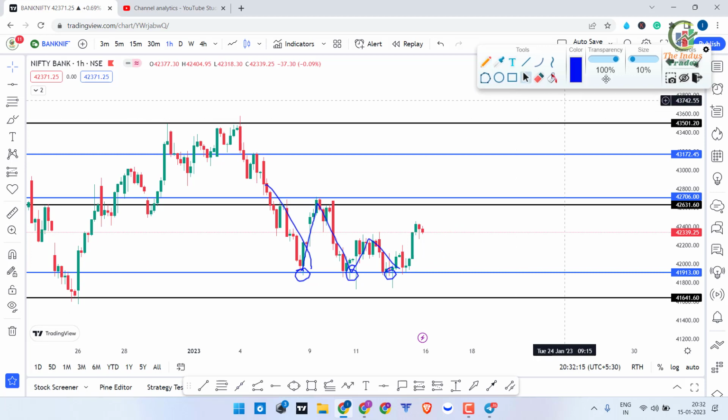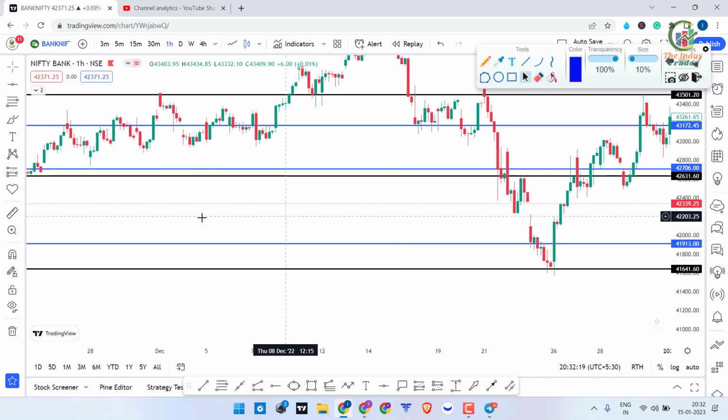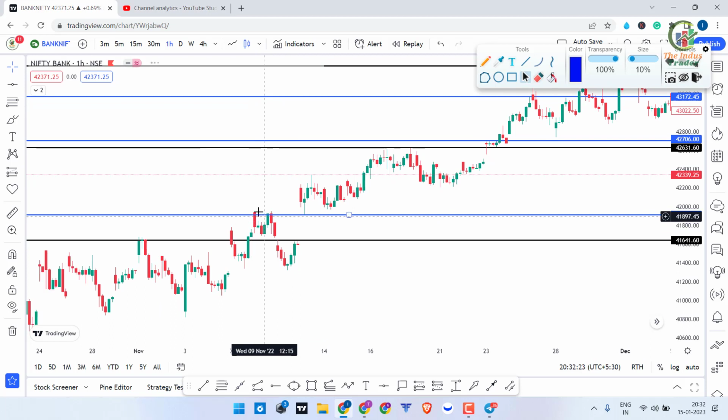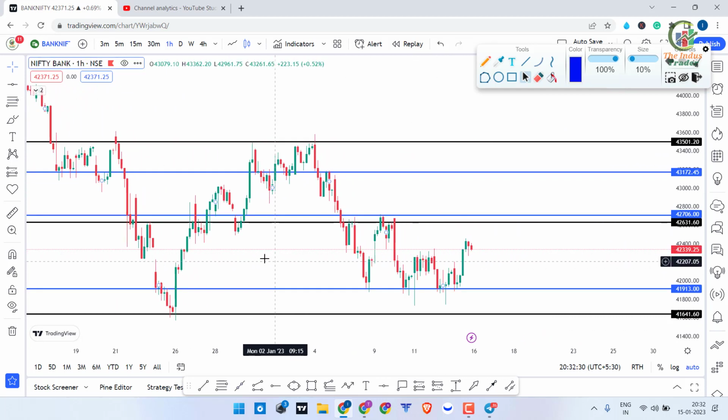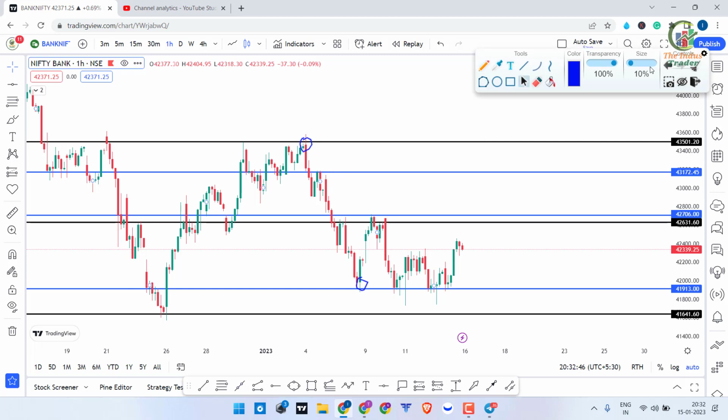Let's check previously about this level. No need to check. Still, it is a support here. You can see it is a resistance. We have not even checked here, but it is still acting as a resistance. So very simple rules. Keep trading simple, keep the rules simple, and trade simple. No need to make it complex and get confused. I hope you understood the rules, and these are the levels according to it.